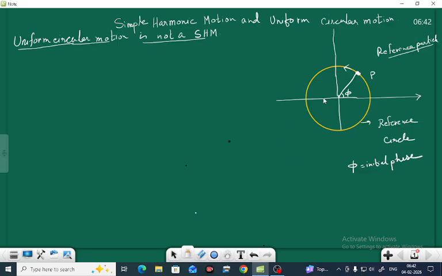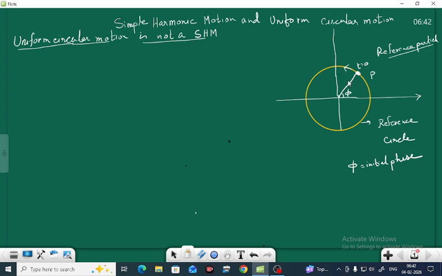What we know is that the particle is starting from here, right, and goes to a certain position at time t. So at that time the initial phase is phi. That means at time t equal to 0, the particle is here at this point, phi.